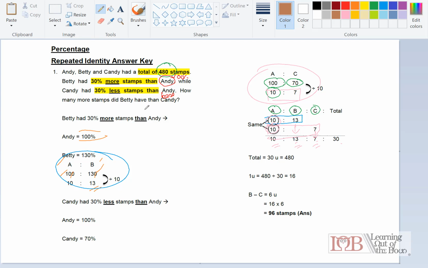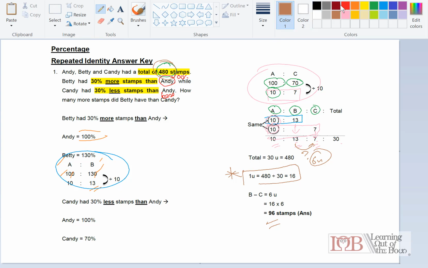So how many more stamps did Betty have than Candy? We have the difference here, and we put a question mark here, which is 6U. Okay, since 30 units equals 480, again we find the value of 1 unit, which is 16. So we times 6, it will be 96.